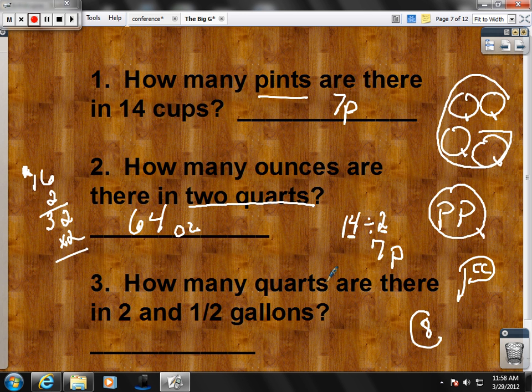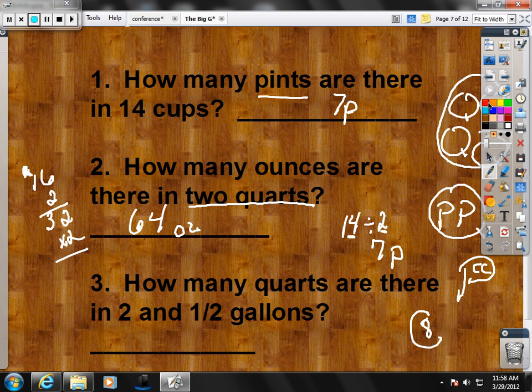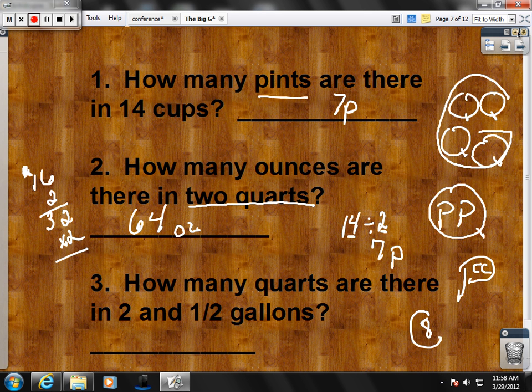And then this last one says, how many quarts are there in 2.5 gallons? Well, in 1 gallon, there's 1, 2, 3, 4 quarts. That means in 2 gallons, there's going to be 2 times 4, which is 8. Problem is, I don't need to know what 2 gallons have. I need to know what 2.5. So I have 8. Now I take that gallon, I can cut it in half. That's 9 and 10. So there are 10 quarts in 2.5 gallons. A couple of examples there.